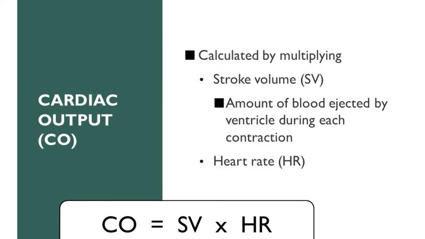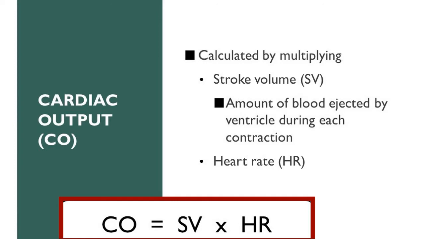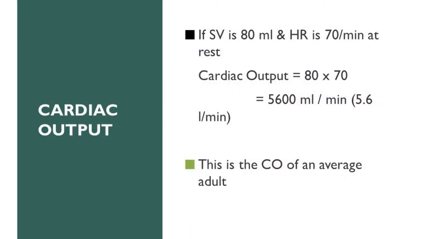Now cardiac output is calculated by multiplying stroke volume and heart rate. Stroke volume is the amount of blood ejected by each ventricle during each contraction. So the cardiac output equation is CO, which is cardiac output, equals SV, which is stroke volume, times HR, which is heart rate. Now if the stroke volume is 80 milliliters and the heart rate at rest is 70 per minute, then the cardiac output will be 80 times 70, which is 5600 milliliters per minute. This is the cardiac output of an average adult.